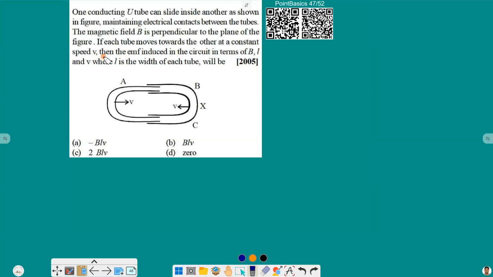As both of the tubes are moving, we can find the relative velocity. We can assume that A is at rest here and B is moving towards it. So the relative velocity of B with respect to A will become 2V, and A's velocity we can assume to be 0. Now induced EMF will be BL into velocity, that is 2V. So 2BLV, and that is option C for us.